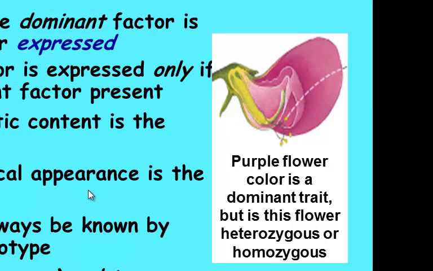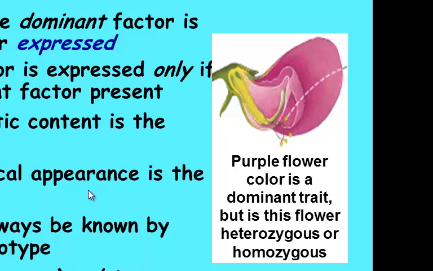So again, his law of dominance said the dominant factor is always expressed. But if it's always expressed, what that means is there's a difference between what an organism looks like and what the genes that they carry. So a dominant organism can be either heterozygous or homozygous.